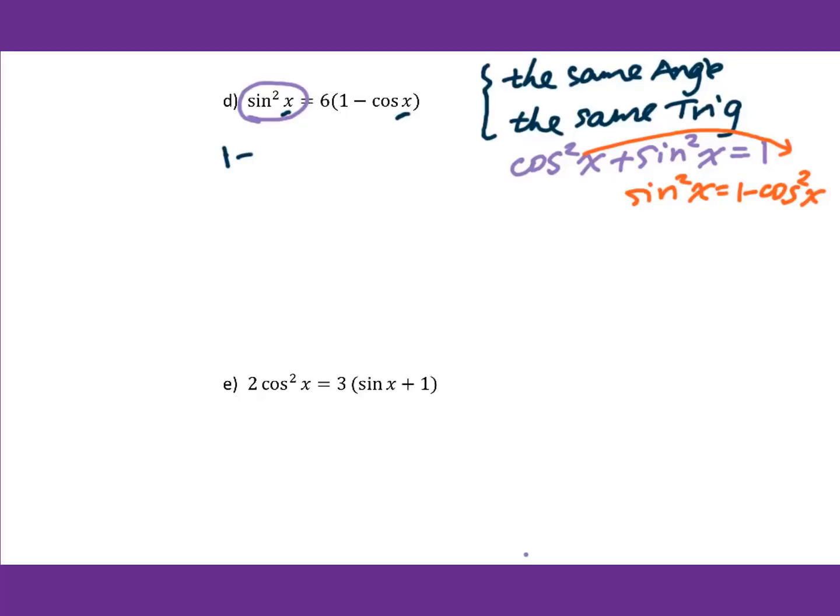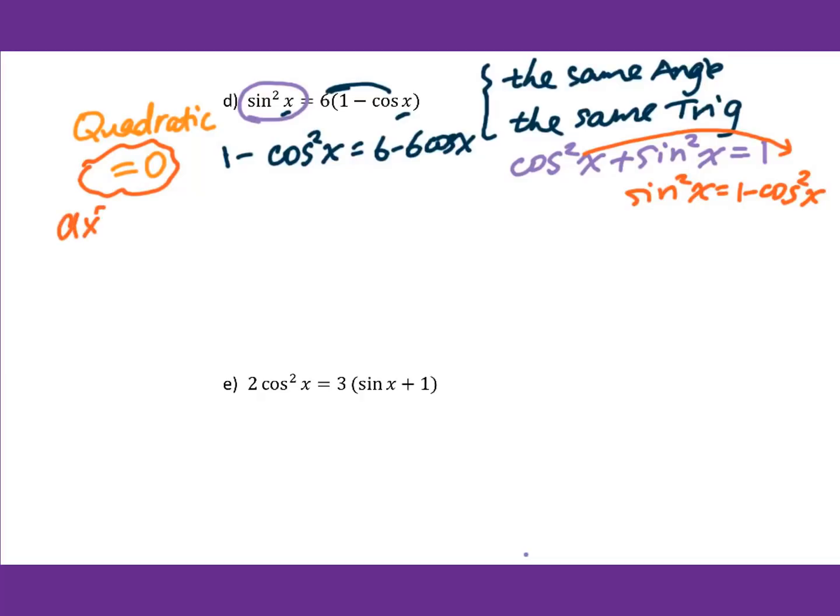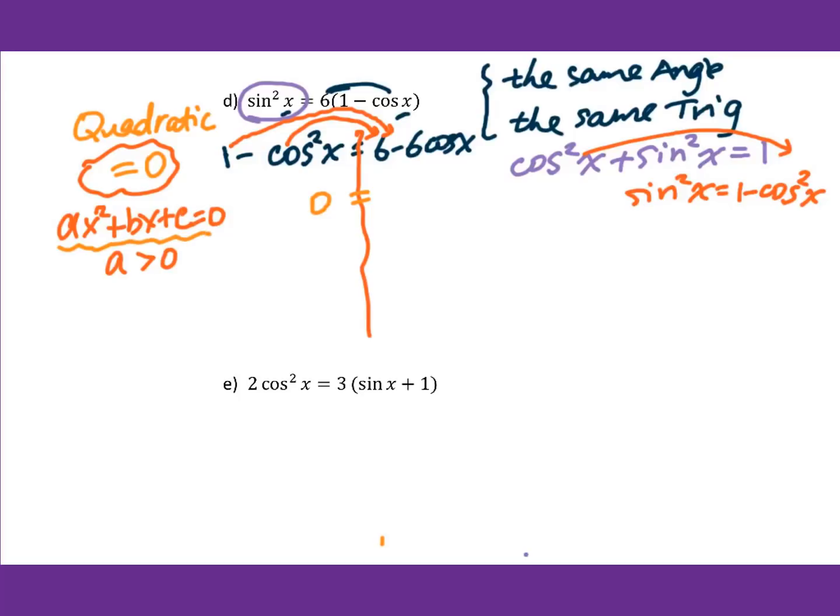Therefore, I got 1 minus cosine squared x equals, by the distributive property, 6 minus 6 cosine x. Then check the pattern. This is a quadratic pattern. Remember, equal 0, that's the keyword. When you do the quadratic pattern, make sure ax squared plus bx plus c equals 0, and a must be greater than 0. Therefore, I will move everything to the right side. I got the 0 here. When you move, make sure it's this pattern. Therefore, I got cosine squared x minus 6 cosine x plus 6 minus 1.